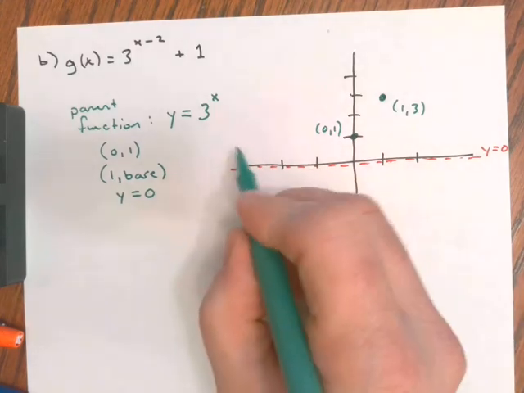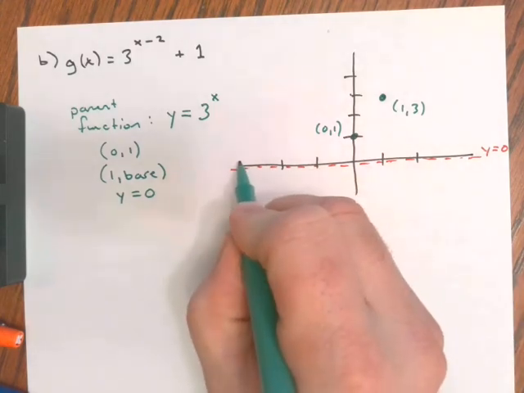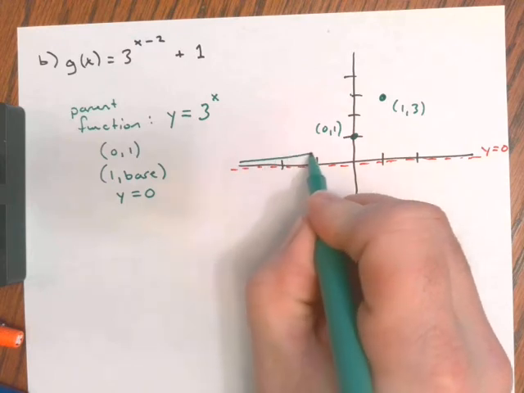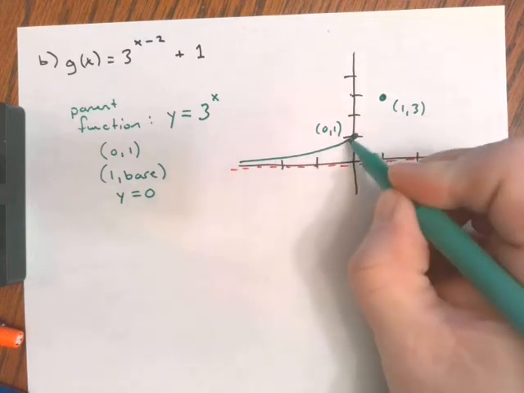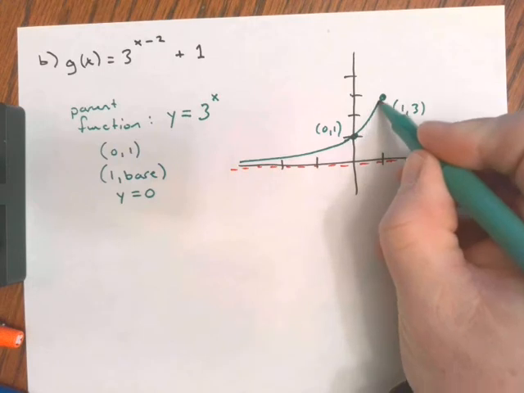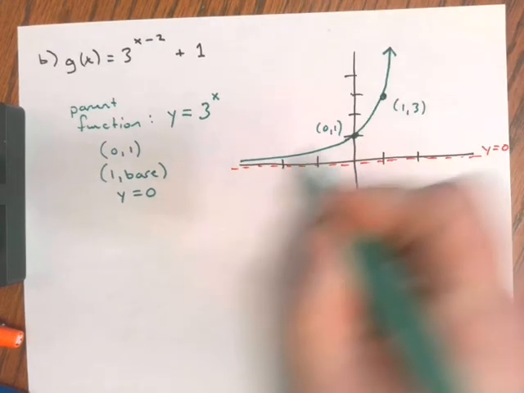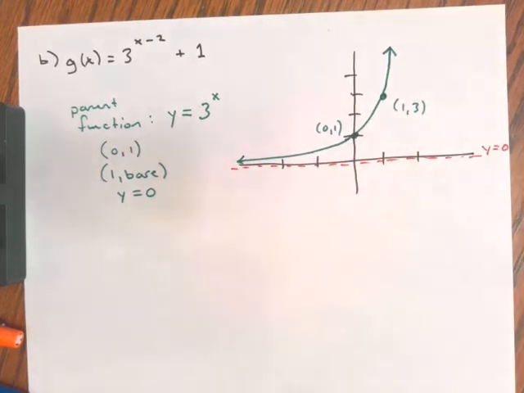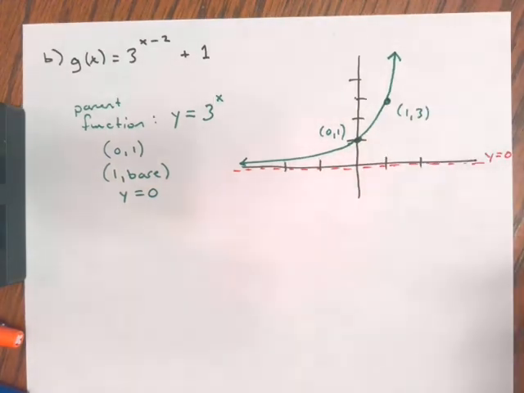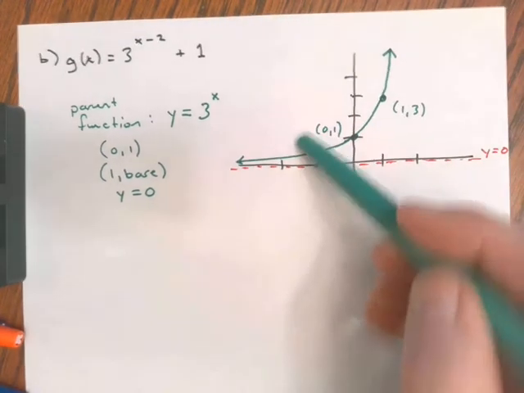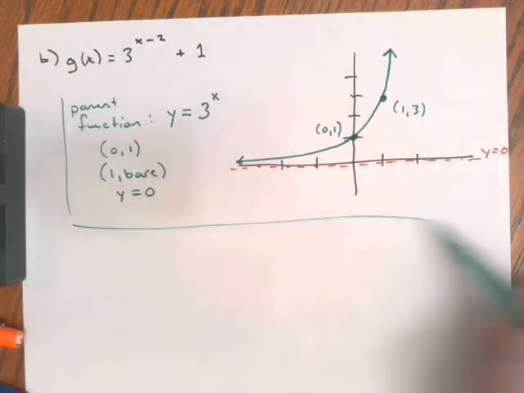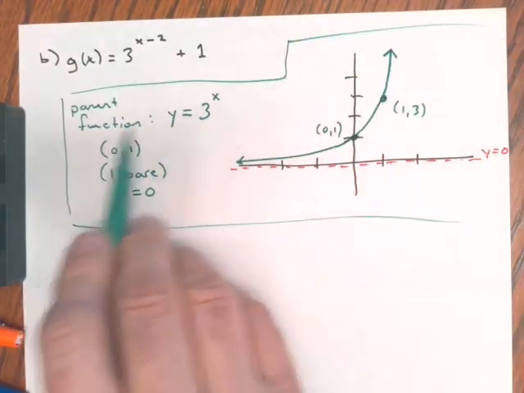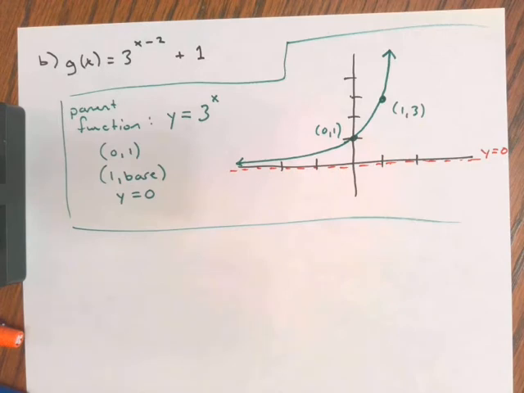Our graph starts out on the left side very close to the asymptote, just barely above it, and then as we go to the right, it slowly gets taller, slowly increases, goes through those 2 points, and then continues to increase faster and faster as you look at this from left to right. So that's our parent function. That's what y equals 3 to the x looks like.